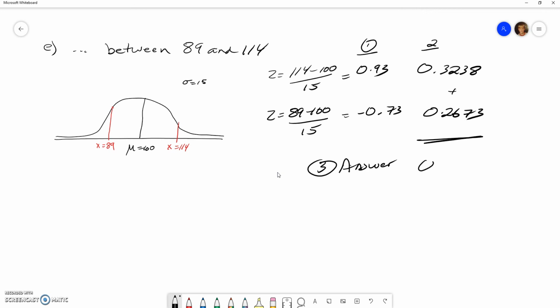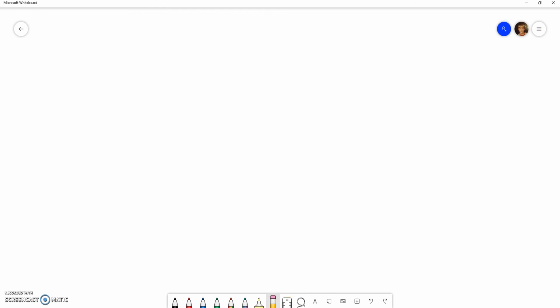Our final answer, our step 3 answer, is going to be taking these numbers here and adding those areas together. So we will get something like 0.5911. We know we're going to add them together because if we go back to that chart, we want this area and we want this area. This area on the left side is 2673. The area on the right side is 0.3238. So we want that combined area, so that's why we're adding them together. Okay, that's part E. Let's erase this and do F.